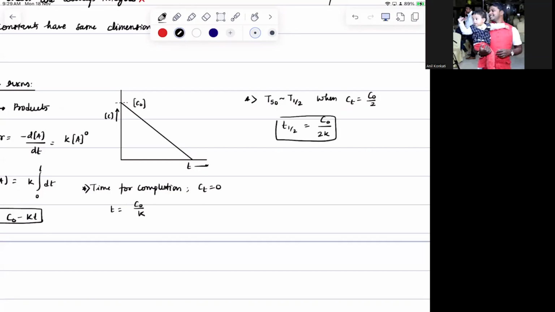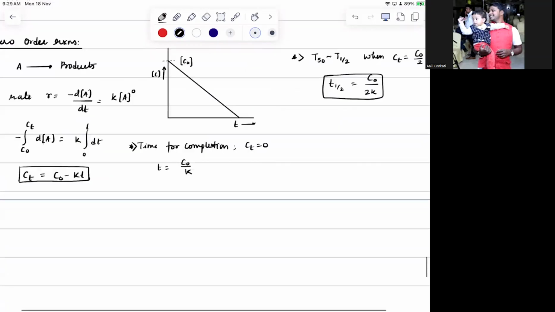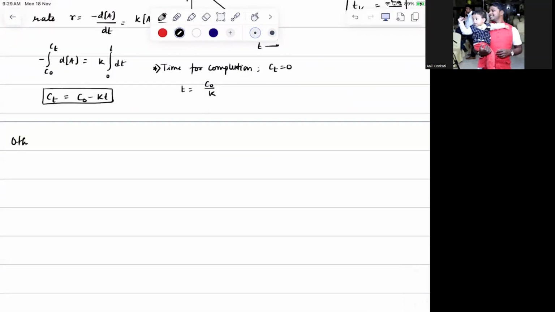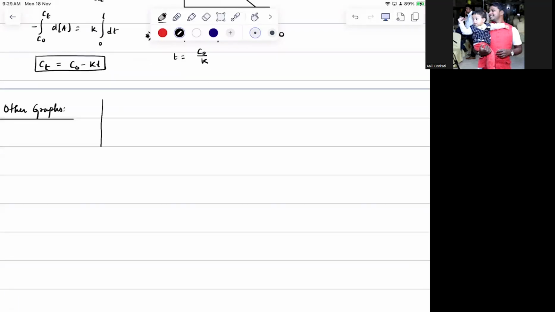Okay, this is about the zero order kinetics. Clear? Now, what are the other graphs which you need to learn? Other graphs which you need to observe for zero order will be, first, how the rate is varying: rate versus concentration. Even if you change the concentration, rate will not change, it will remain constant because for zero order, it is independent of concentration of the reactant.